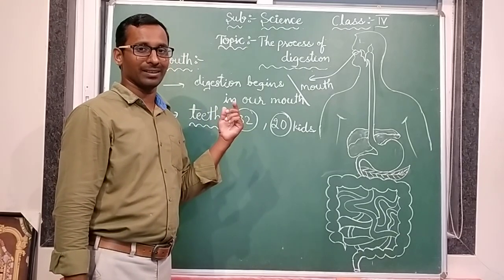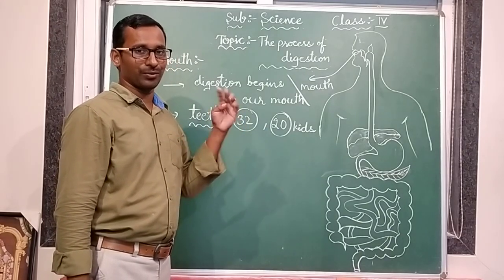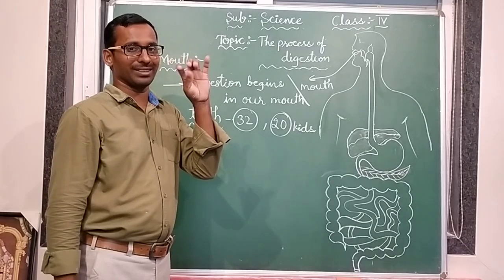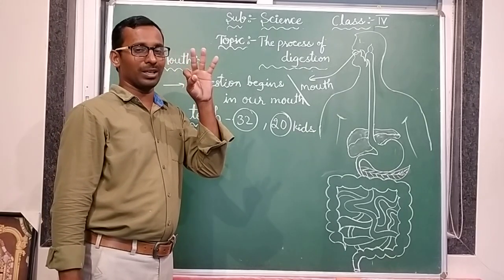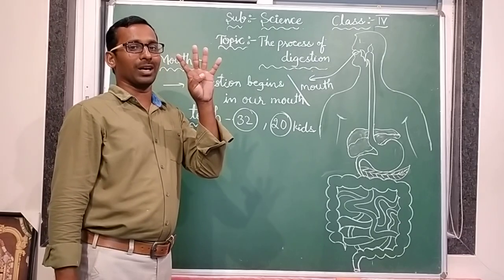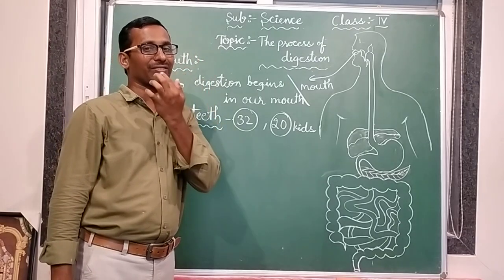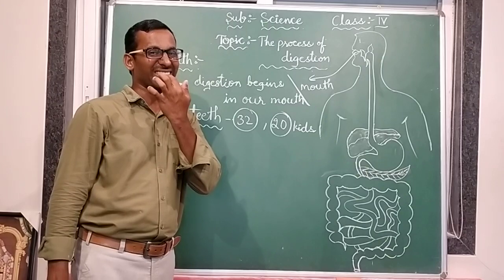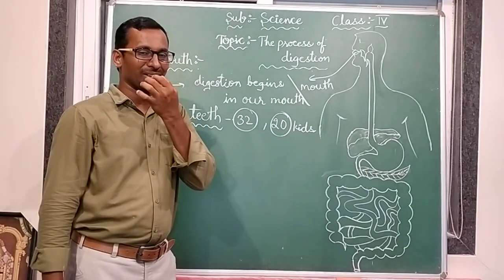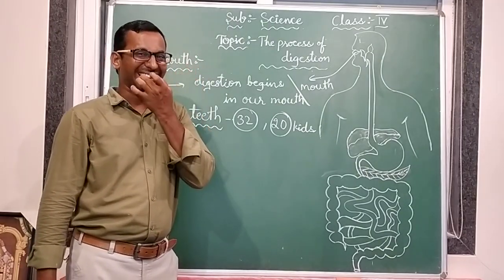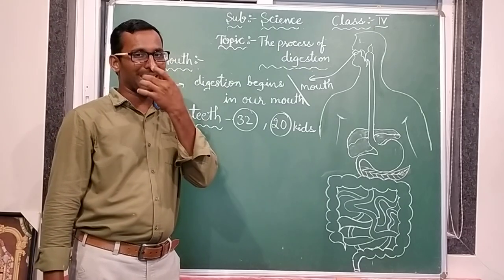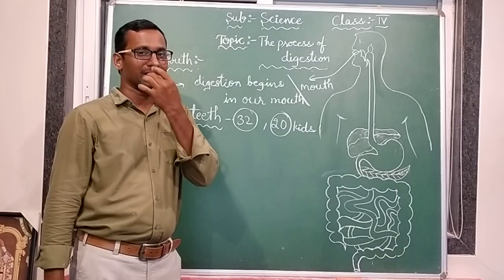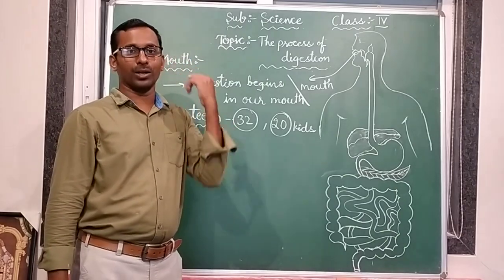Already we discussed the types of teeth in the third class. Do you have an idea how many types of teeth there are? 4 types. Is it right? What are they? Incisors, canines, premolars, and molars. Incisors, 8 are there, at the front here. These are called incisors. After that, canines are there, sharp. After that, at the back side of the canines, premolars and molars are there.